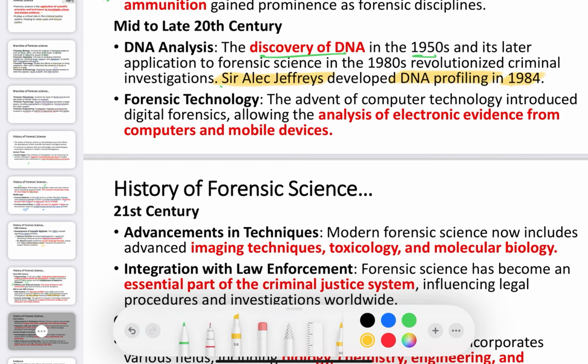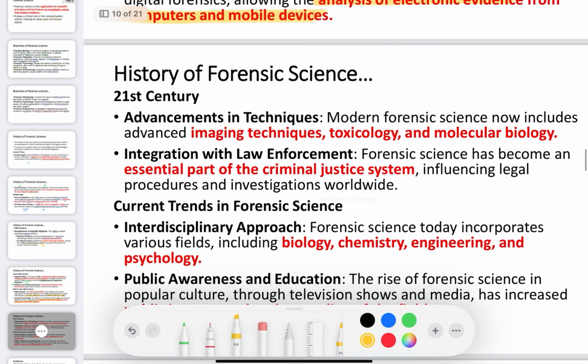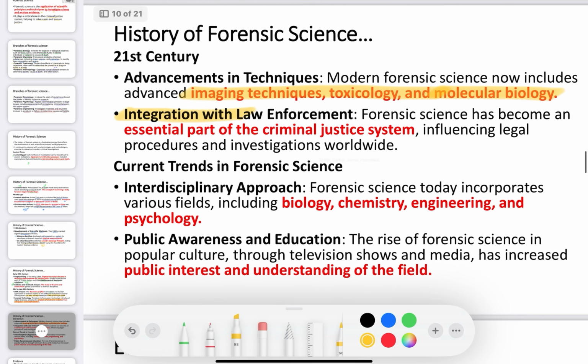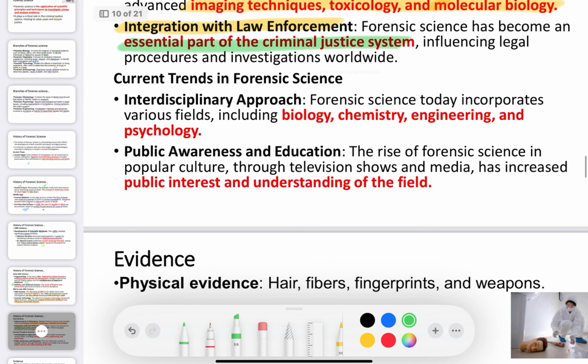Forensic technology: analysis of electronic evidence from computers and mobile devices. In the 21st century, modern forensic science now includes advancements in imaging techniques, toxicology, and molecular biology. Integration with law enforcement: forensic science has become an essential part of the criminal justice system, including legal procedure and investigation. Current trends in forensic science are called the interdisciplinary approach.